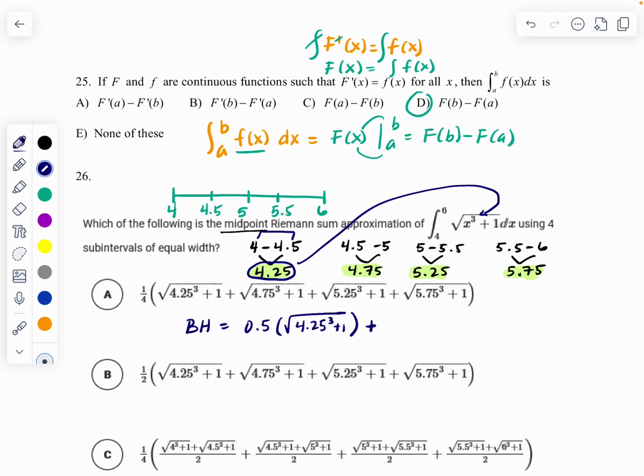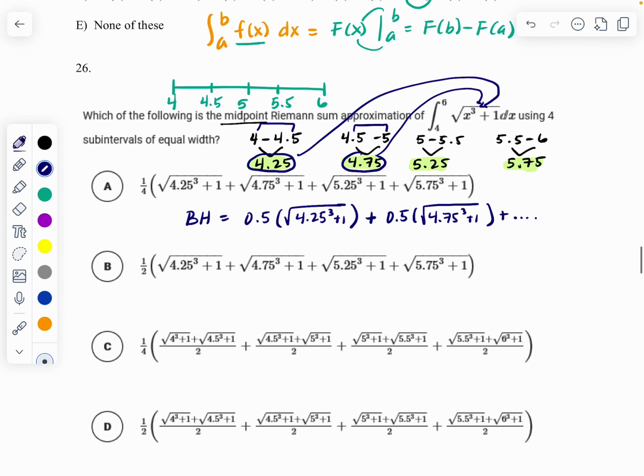Okay, the base is the distance from 0.5 to 5, which is again 0.5. And the height, I need to plug in the 4.75 into here. So it's going to be the square root of 4.75 cubed plus 1. Now, you guys, I'm getting kind of sick of doing this. Let's see if I can find the correct answer here.